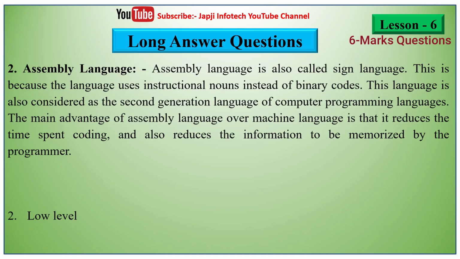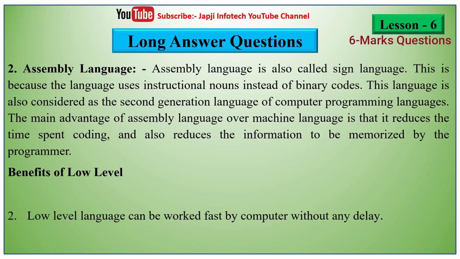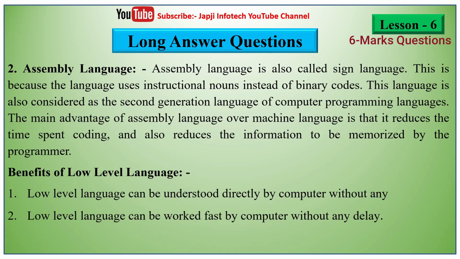And the second one is assembly language. Assembly language is also called sign language. This is because the language uses instruction nouns instead of binary code. This language is also considered as the second generation language of computer programming languages. The main advantages of assembly language over machine language is that it reduces the time spent coding and also reduces the information to be memorized by the programmer.